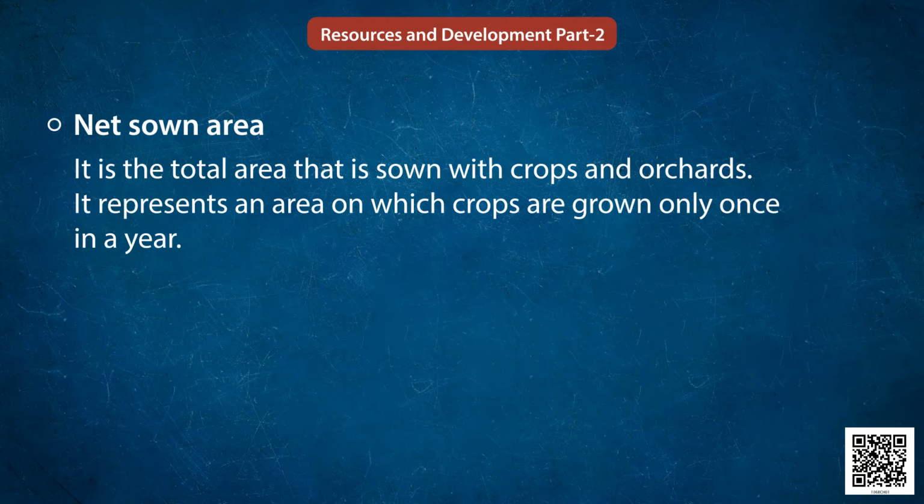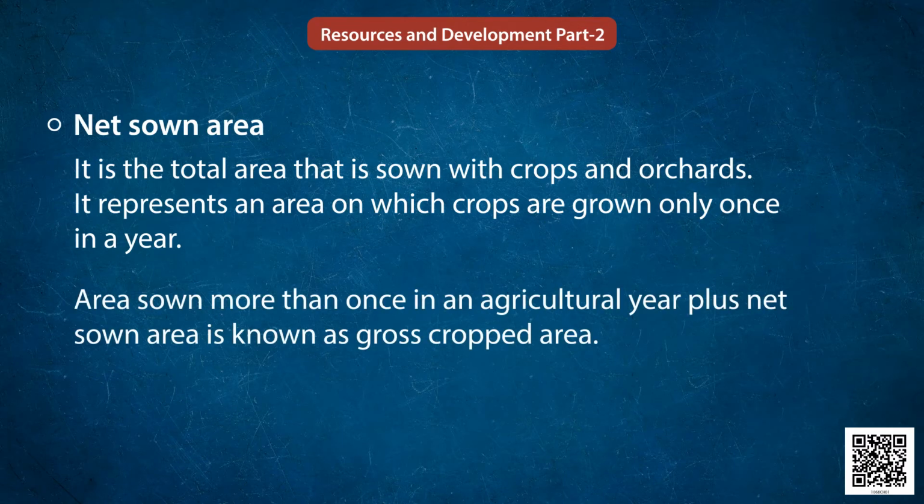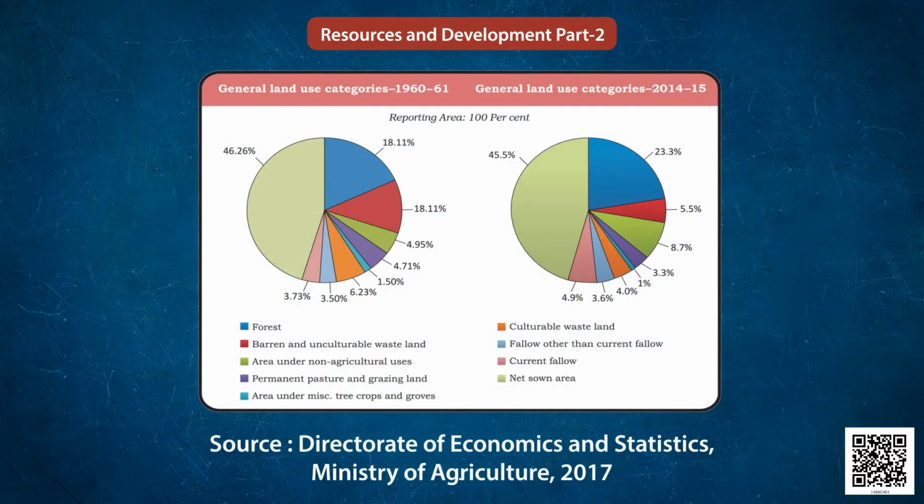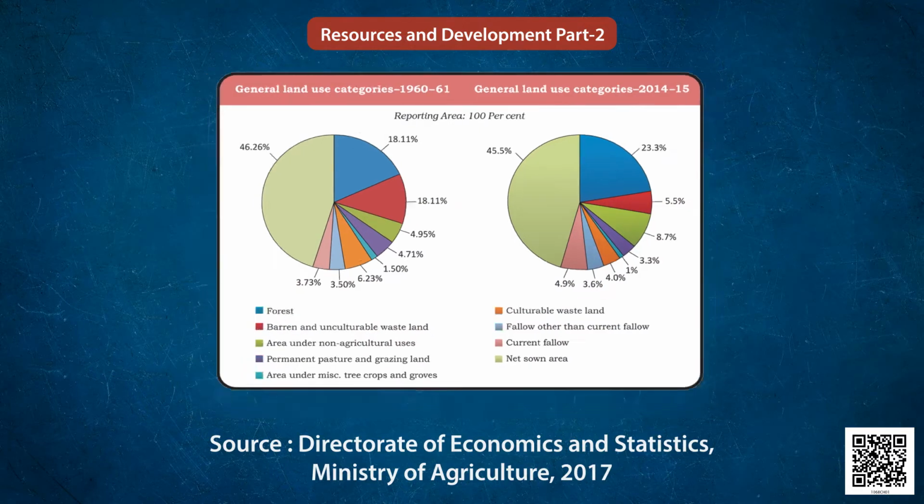And if we look at the net sown area, the area sown more than once in an agricultural year is called gross cropped area. Looking at these pie charts, you have to answer the following questions.